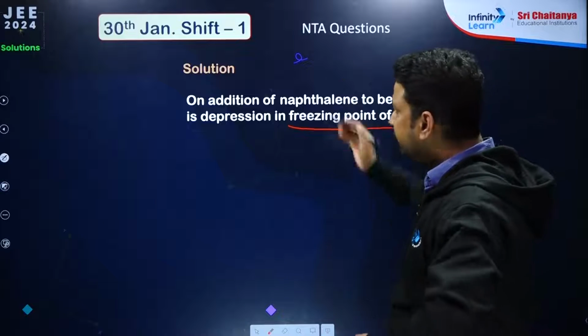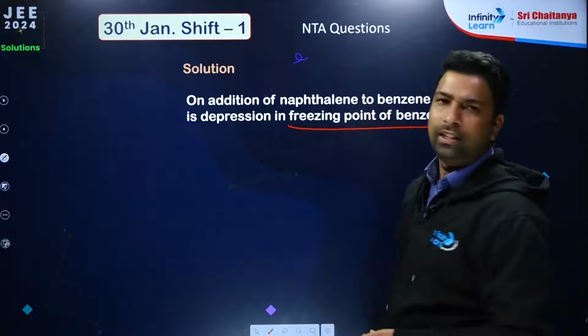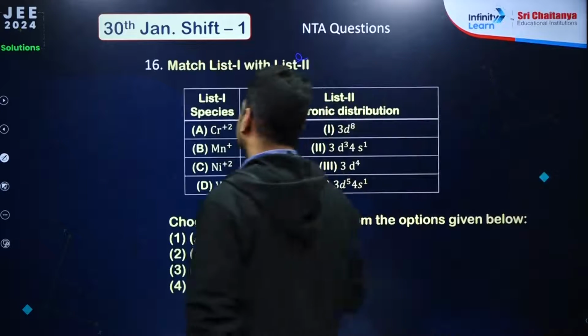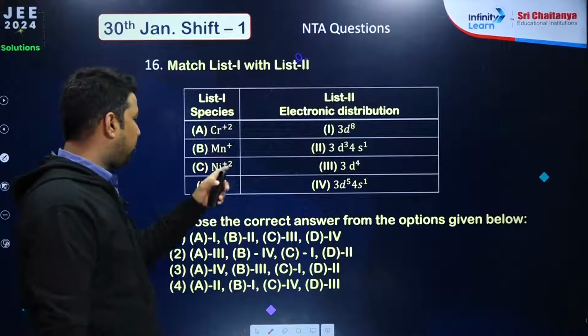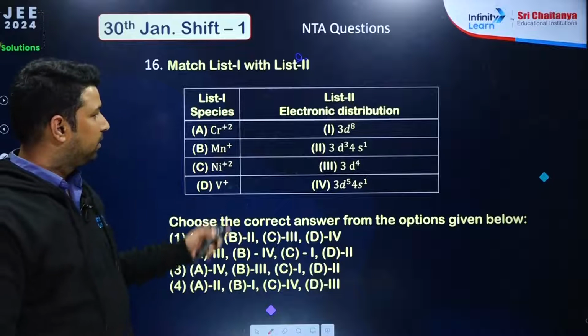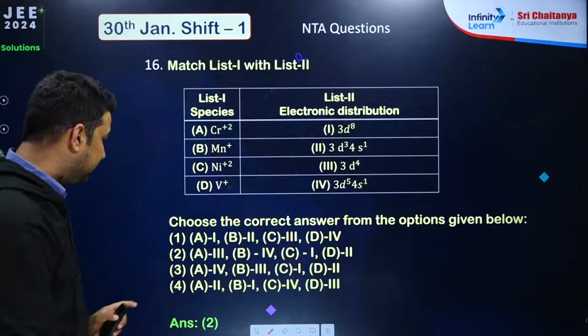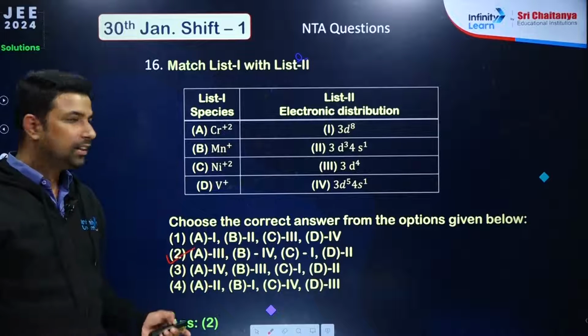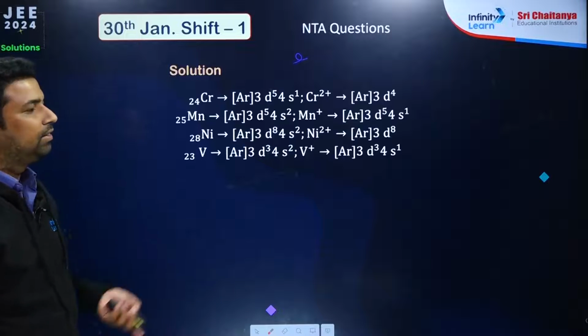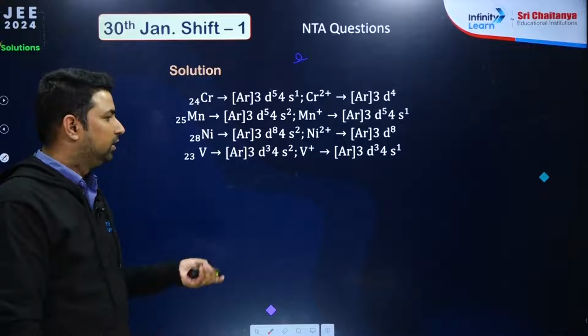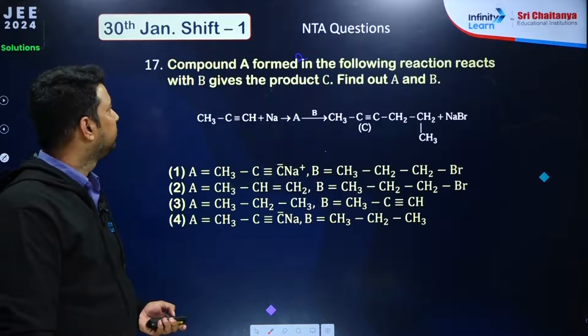Depression in freezing point: since vapor pressure decreases, the freezing point is depressed. Okay. Now Cr2+, Mn+, Ni2+, V2+, V+. We have to match with the electronic configuration. The answer is 2. Why is the answer 2? The electronic configuration is given there. So this will be the solution of the given question.